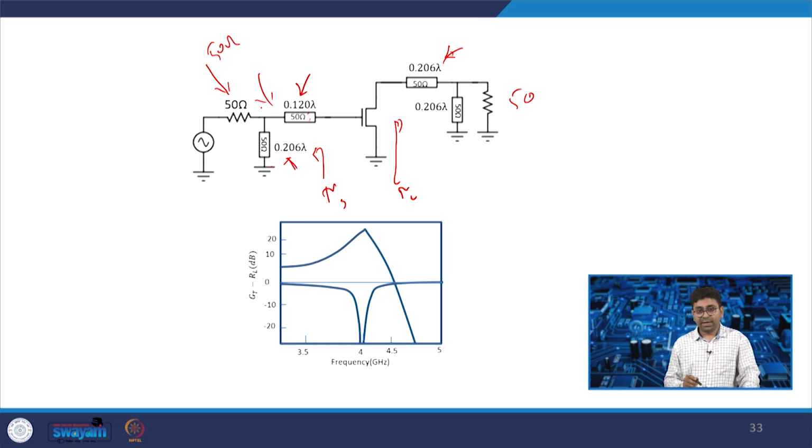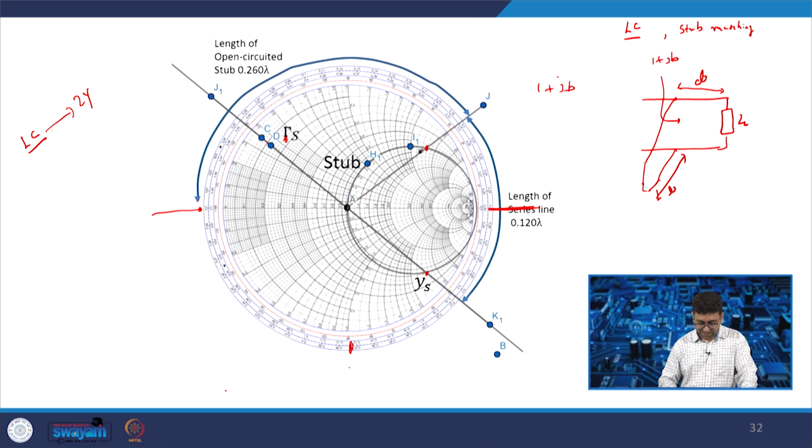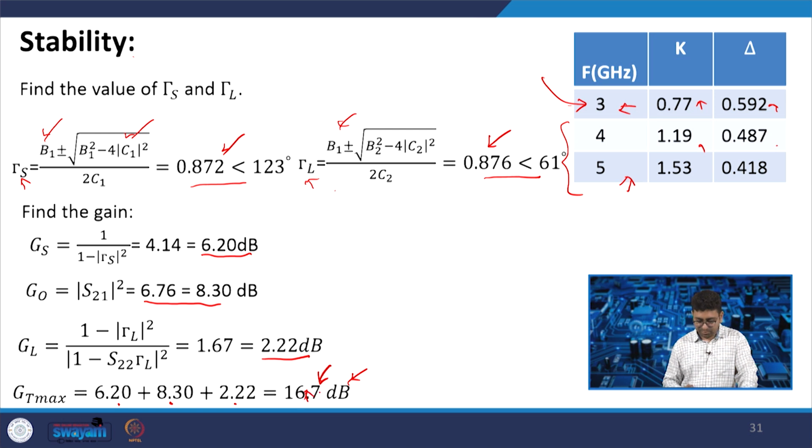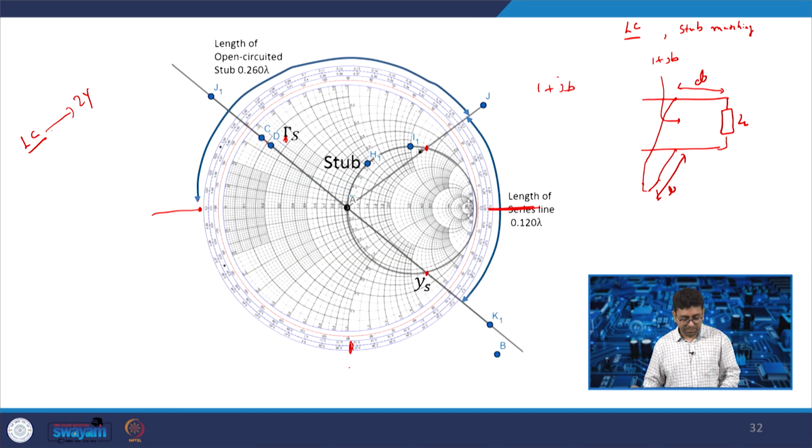If you do the impedance matching you can plot the GT, that is the gain curve, and the return loss, which is more than 20 dB at the desired frequency of 4 gigahertz, and you will get the maximum gain. What is the maximum gain? That is 16.7 dB. So, this is the way you can design the amplifier.